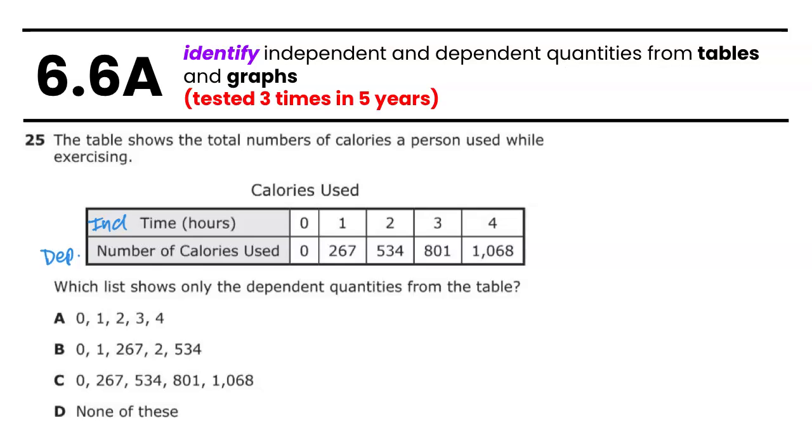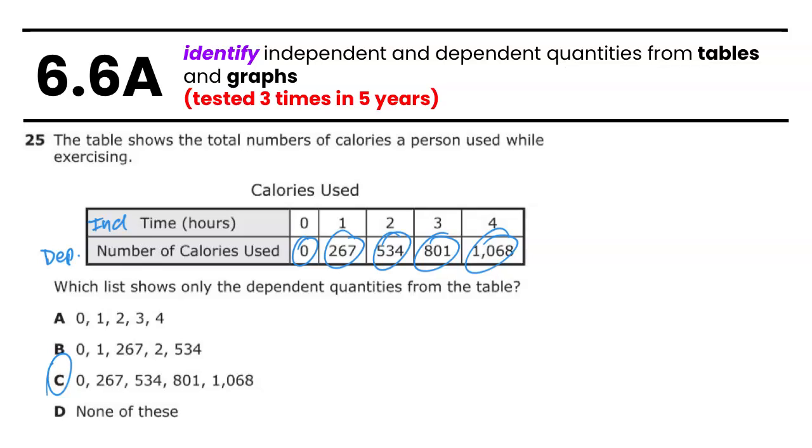What are the values that represent that dependent quantity? Well, that would just be 0, 267, 534, etc. All of the available numbers in this particular table that are associated with number of calories used.